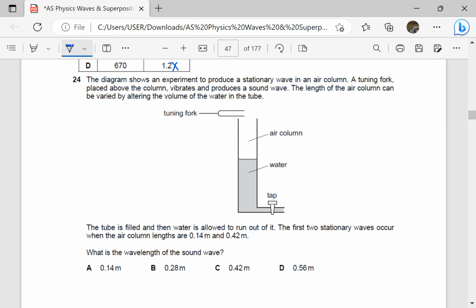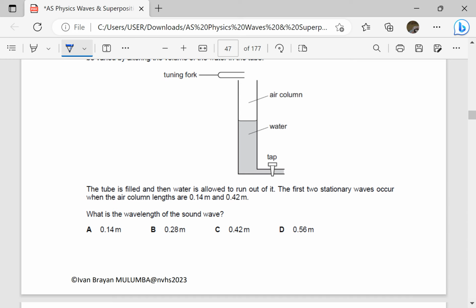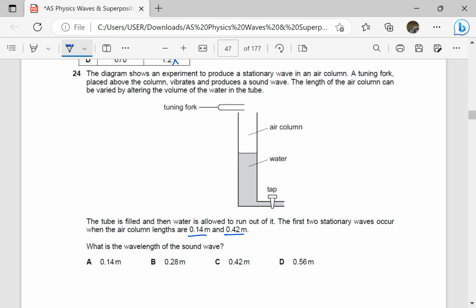The diagram shows an experiment to produce a stationary wave in an air column. A tuning fork placed above the column vibrates to produce a sound wave. The length of the air column can be varied by altering the volume of the water in the tube. The tube is filled, and then water is allowed to run out of it. The first two stationary waves occur when the air column lengths are 0.14 and 0.42.